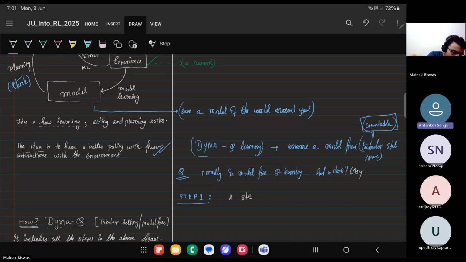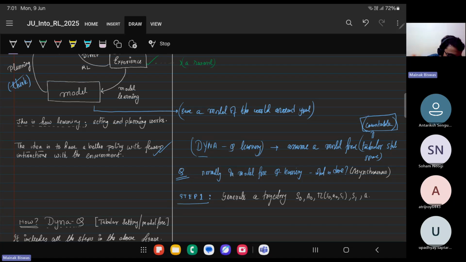Then we just take an action, sample a reward, and then choose the action with the maximum value. Then we go along that path into that state and again keep on selecting the action which gives the maximum reward. Correct, so let's formally write it. Generate a trajectory S0, A0, S1, R of S0, A0, S1, S1, A1, and so on.